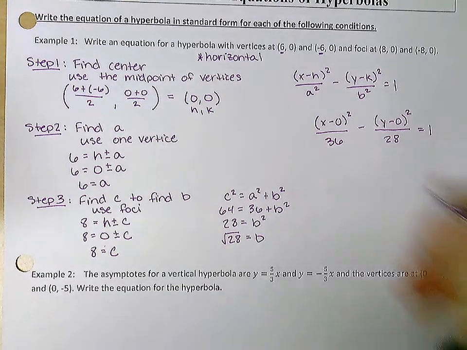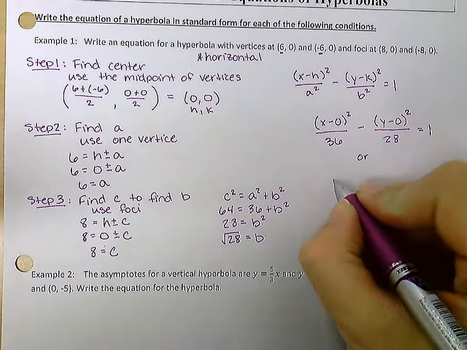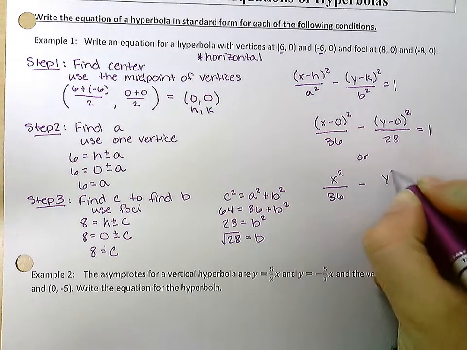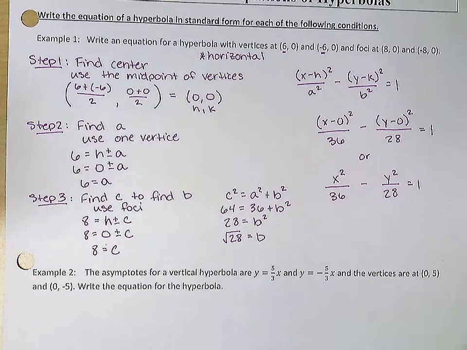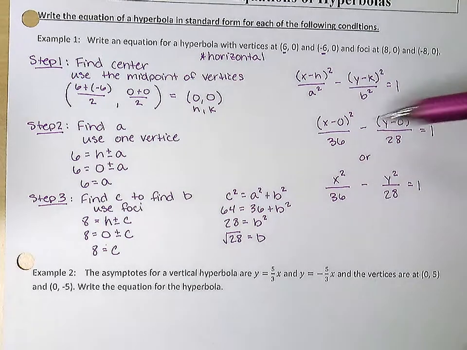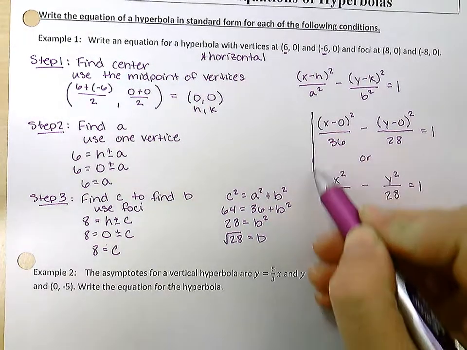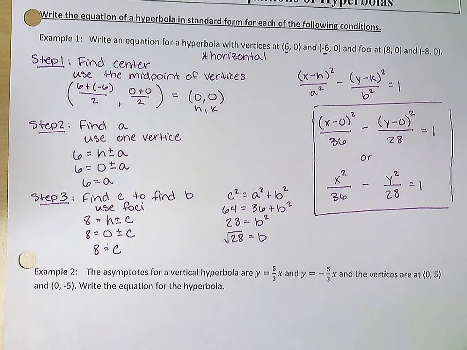Okay, so I can write it like that, or remember if I have an x minus 0 squared, you can write it as x squared over that 36 minus y squared over 28 is equal to 1. Okay, so either or for that answer there. If it makes more sense to you to leave the zeros in so you don't get messed up with that equation, you can do that too. I won't mark it wrong.